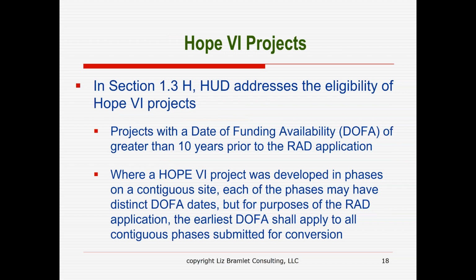When it comes to eligibility, what changes do we have to talk about? They made some changes regarding HOPE 6 projects in Section 1.3H. We've known that projects with a date of funding availability, what was called a DOFA in HOPE 6 projects, of greater than 10 years prior to the RAD application could convert through RAD. Now, where a HOPE 6 project was developed in phases on a continuous site, each of the phases may have a distinct DOFA. But for purposes of the RAD program, the earliest DOFA shall apply.